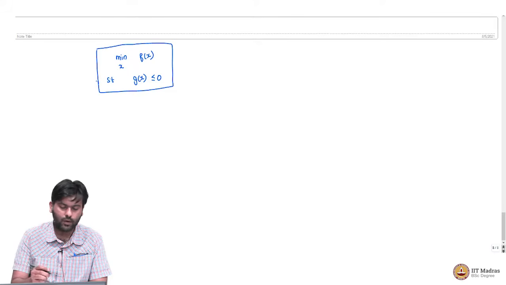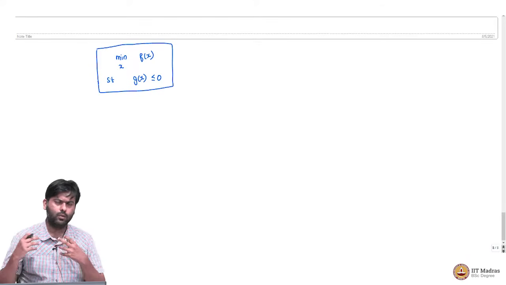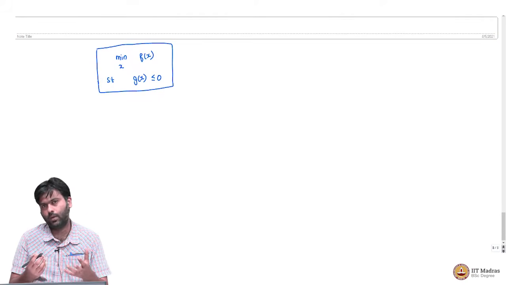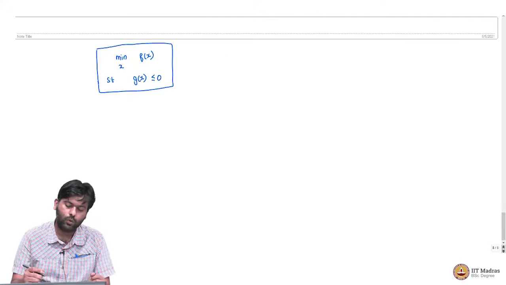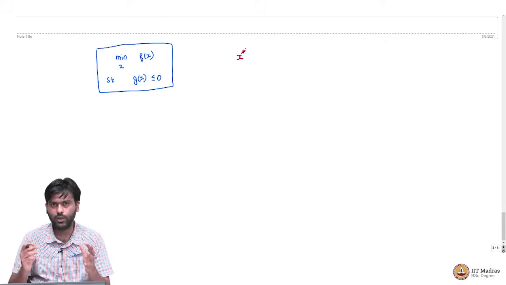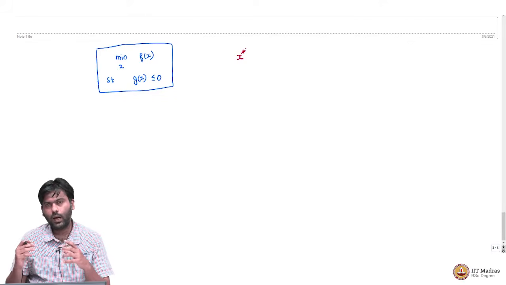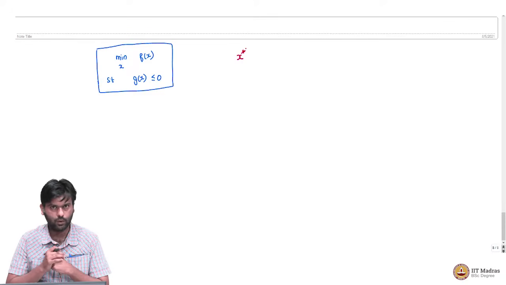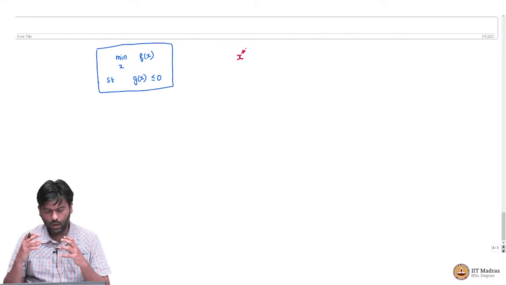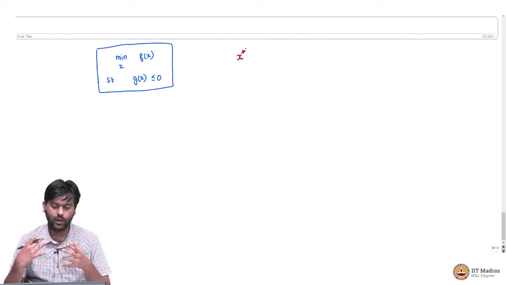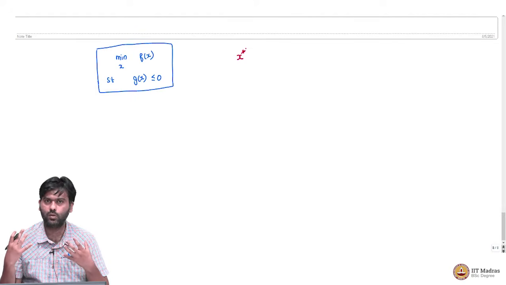Okay, so let's start with the following thought experiment. Let's say I am trying to solve this problem and then I claim that I have solved this problem. So, what I am saying is that I give you a point x star, which is a d-dimensional point, and I claim that x star solves this problem. So, I give this point x star to you. Now, how can you be sure that I am not lying? I might be lying. I am just claiming that x star solves this problem.